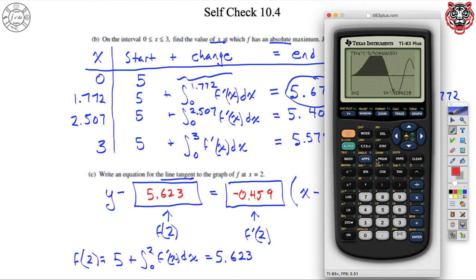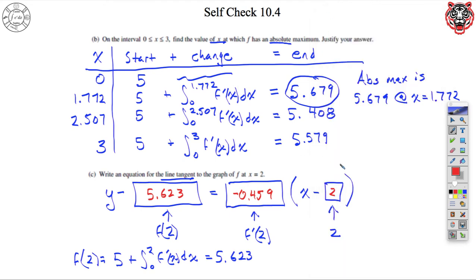So this is going to be a negative 0.459. But Mr. Sindel, can't you do that without a graph? You are correct. You could have gone vars right, enter, y1 of 2, and it will spit out the same number, more or less, negative 0.459, same number. And that is the line tangent. And that concludes Self Check 10.4.